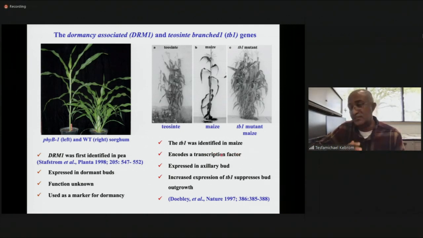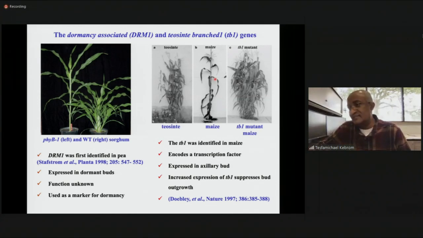That means its function is to regulate the expression of other genes. And this gene, during domestication, was mutated in maize, but the mutation is a gain of function mutation, which means that the way it functions is different in maize than in teosinte. In teosinte, its level of expression is low, while in maize, its level of expression is high and at all times. Nothing can change its expression level.